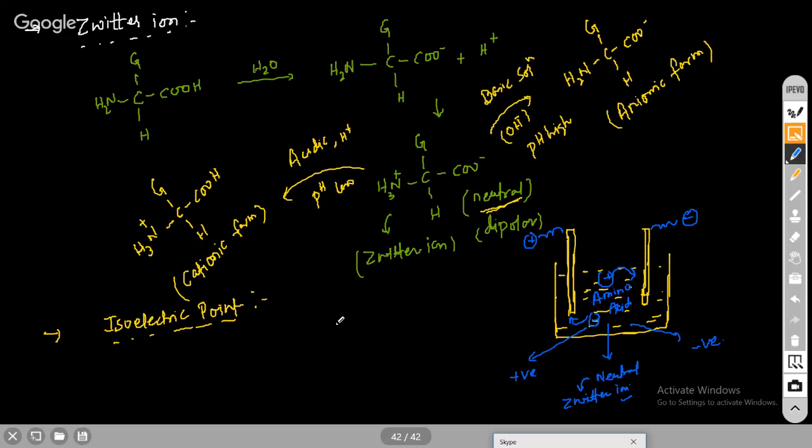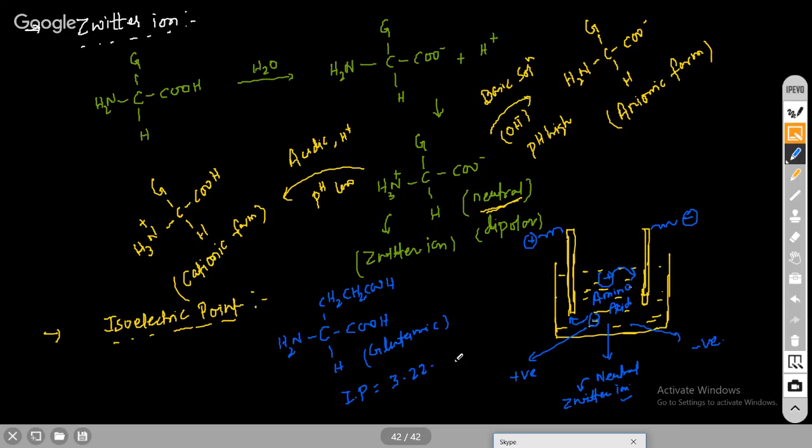Now suppose I take an example. If I write down COOH, NH2, CH2 CH2 COOH. What is the name of this compound? This is glutamic acid. Acidic groups are more. The isoelectric point for this compound is found to be 3.22. Right? Acidic in nature.